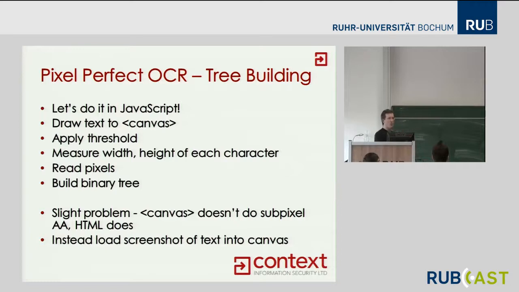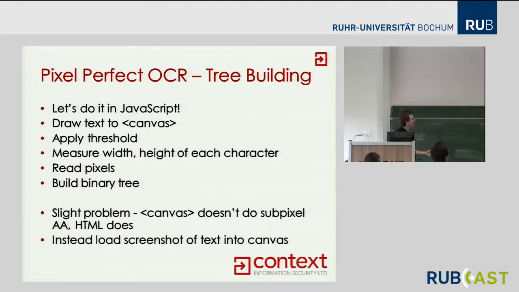So the first thing we do is draw the text that we want, in the particular font size, and draw all the characters we want out on the canvas. And then, because there's anti-aliasing, we apply the threshold to make each pixel white or black. Using CSS, we can measure the width and the height of each character, so we know how many pixels each one takes up. Then we can read the pixels for each individual character and build this binary tree, so we know which pixels to check and which characters we end up with.